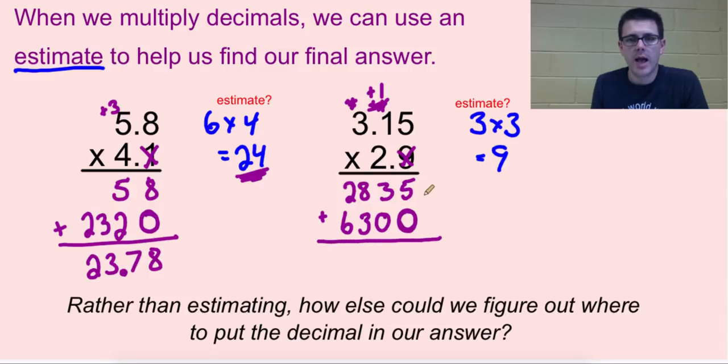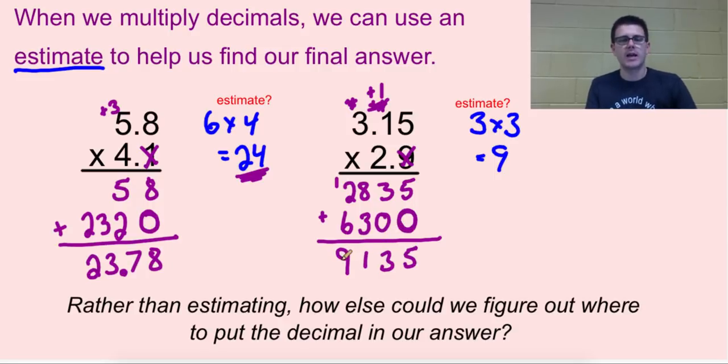Now we're going to go ahead and add them together. 5 and 0 is 5, 3 and 0 is 3, 8 and 3 is 11, carry the 1, 1 plus 2 is 3, plus 6 is 9. And then we go back to our estimate. We expected something in the range of 9. So we know our answer is not going to be 9,135. We need to put our decimal in there. The way we do that is, since we know we want something close to 9, I'm going to put it in here. So I get 9.135. That's awfully close to our estimate of 9.